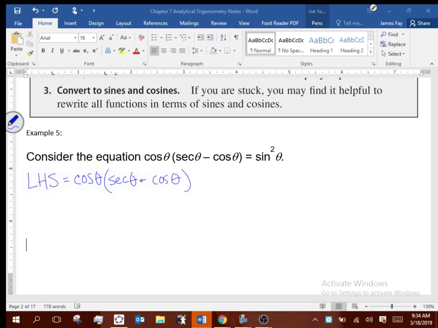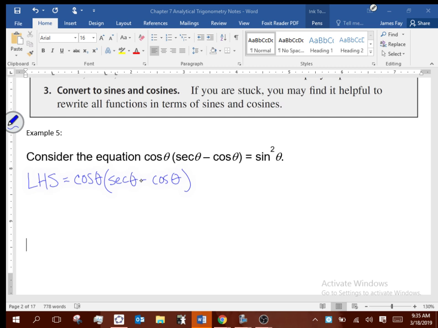Now you've got options, because of how we should know our operations exist in mathematics. You can distribute that cosine through. Does that make sense? And you can rewrite that as cosine theta secant theta minus cosine squared theta.